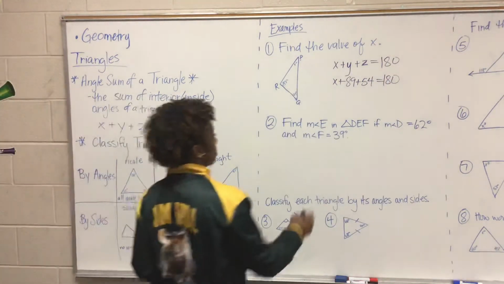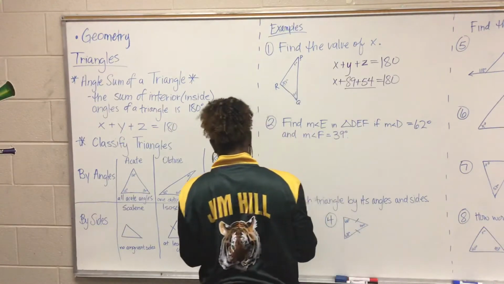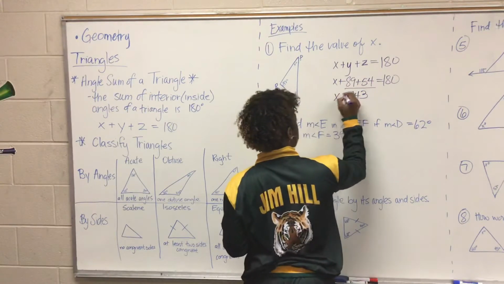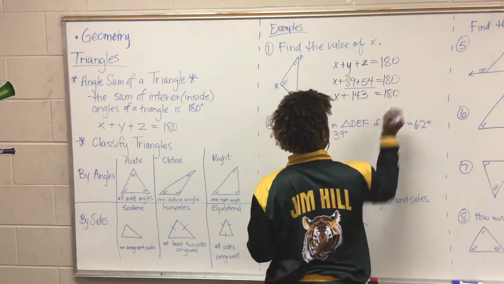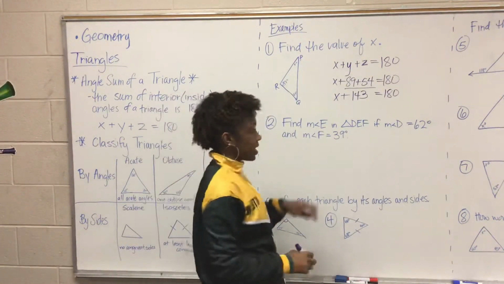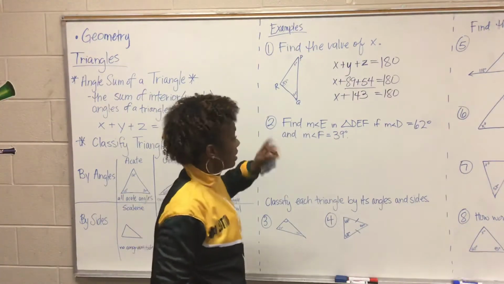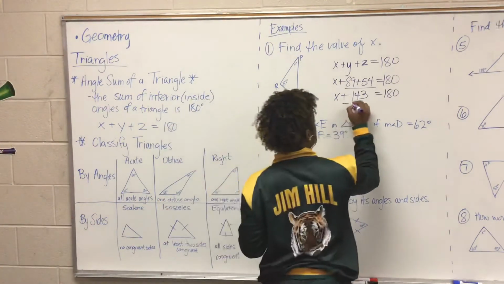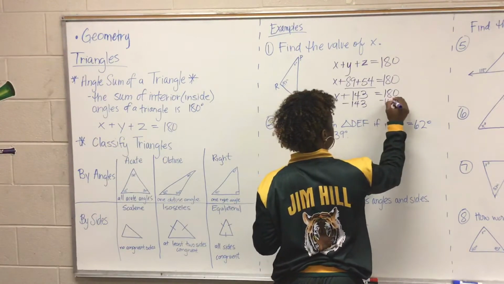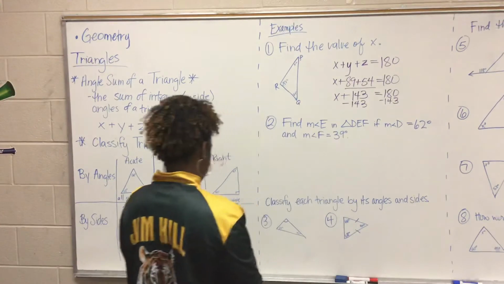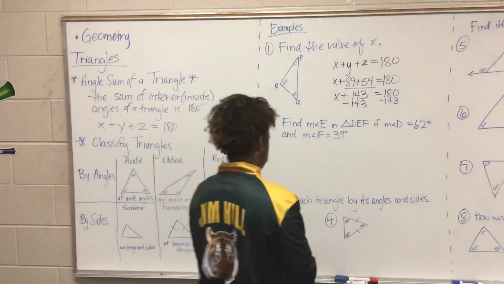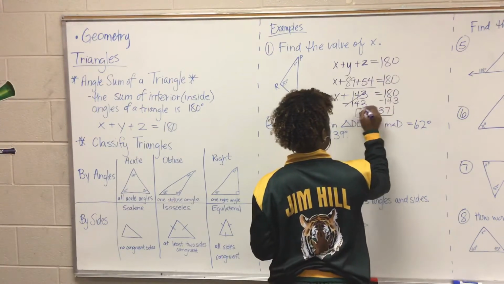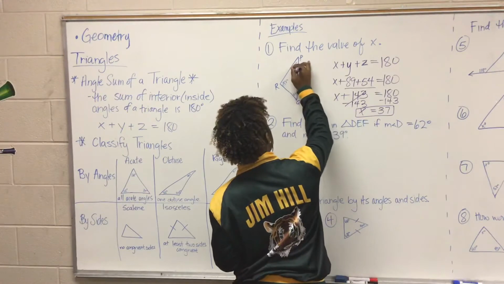Combine like terms. 89 plus 54 is 143. Bring down x. Then you're going to subtract 143 on both sides. This is solving one-step equations. If you need a refresher, that video is on the channel as well. Minus 143 will give us 30 on the right. This cancels out. x equals 37. So our missing angle here is 37 degrees.